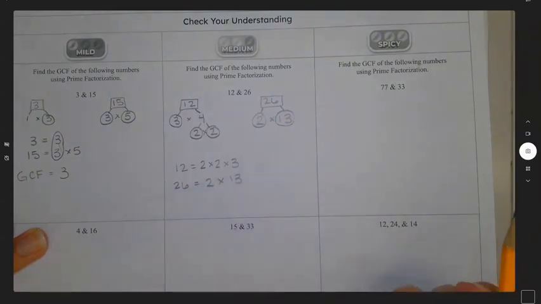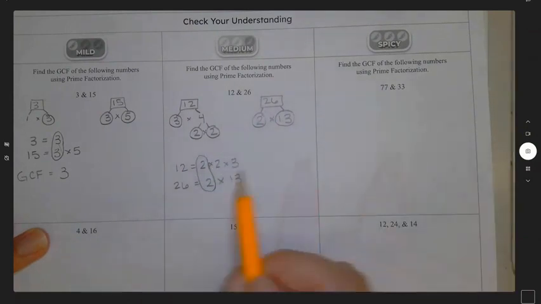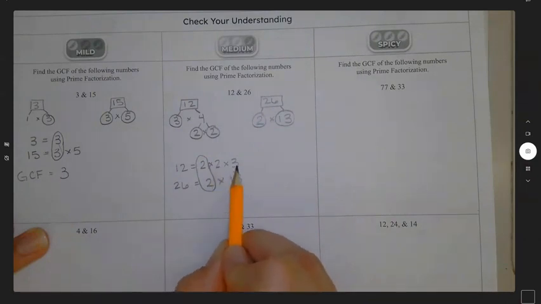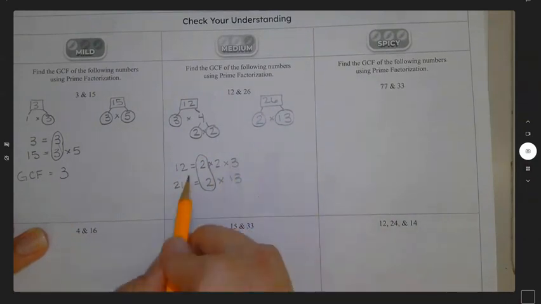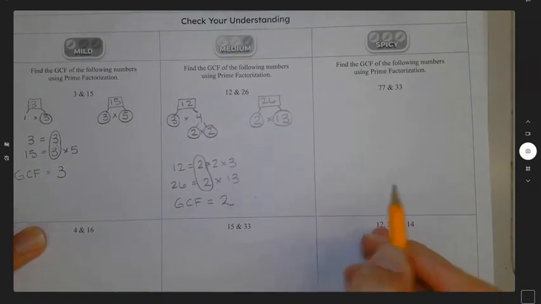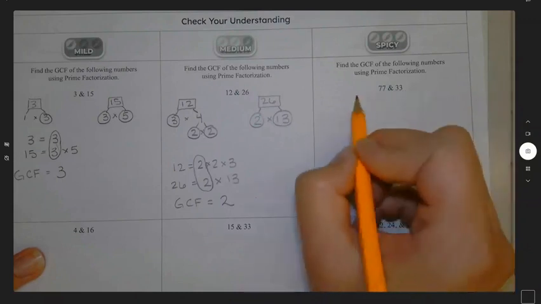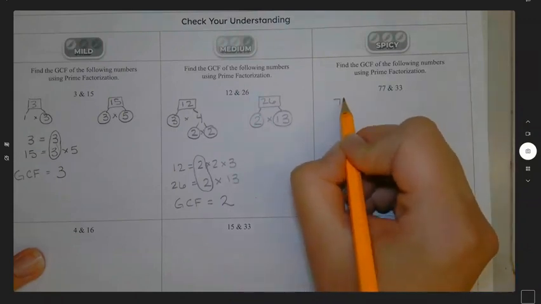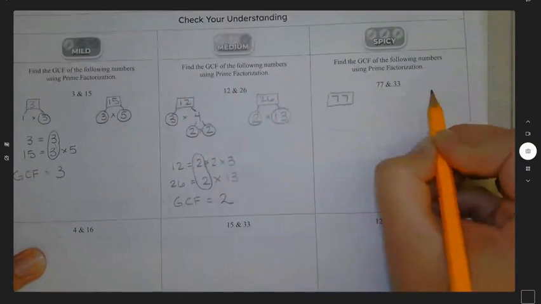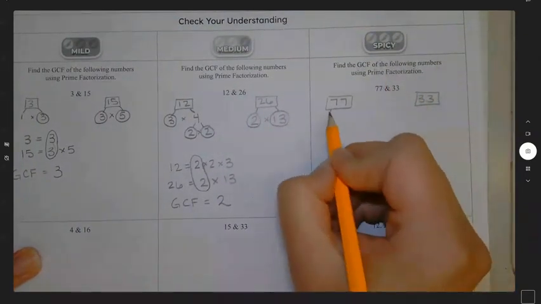Then I look for common factors. They both have a 2, so I'm going to circle that. They do not have any other common factors, so my GCF is actually just 2. And then finally over here, we want to find the GCF, or the greatest common factor, of 77 and 33. So I'm going to take 77 and 33, and I'm going to factor them.